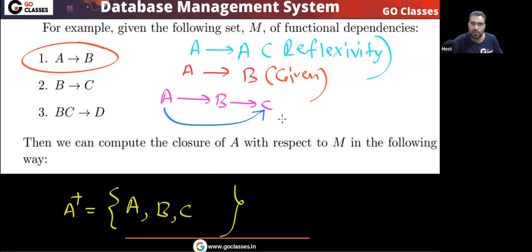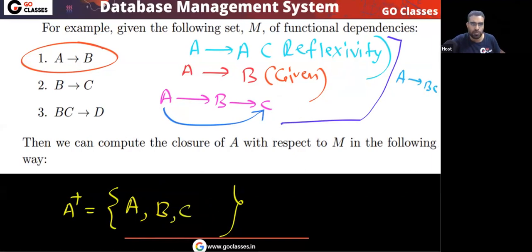What else? Tell me. Now notice, A can determine BC. Yes or no? So far, we have done that A can determine BC. And what can BC determine? BC can determine D. So what does transitivity say? Transitivity says that A can determine D.